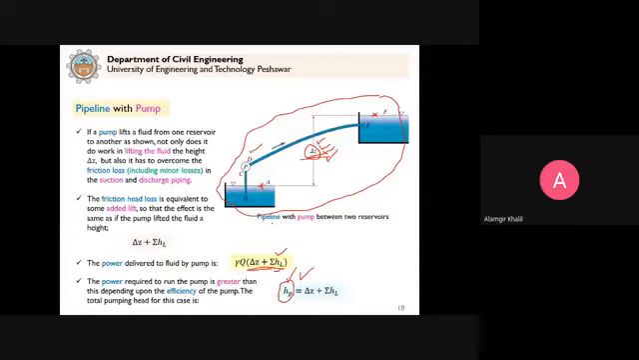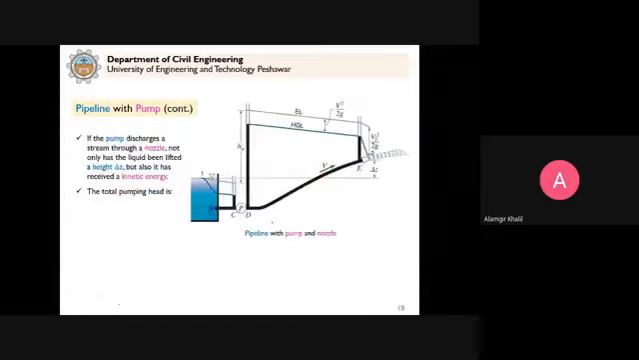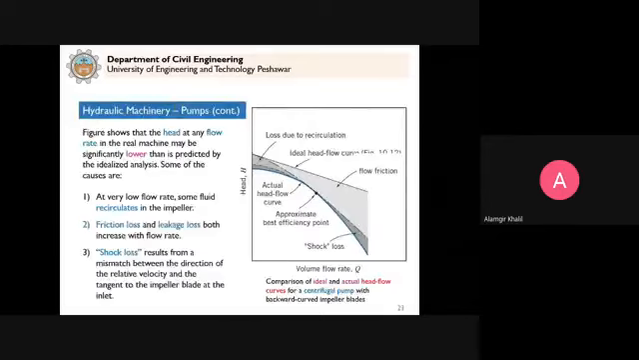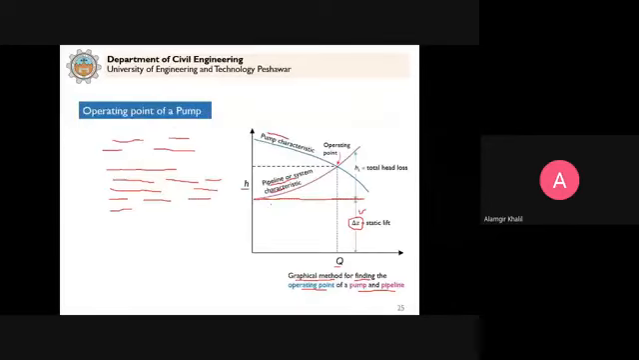And one is the head that should be supplied by the pump, coming from this head discharge curve for the pump. This is coming from here. This is for the pump. This is the curve that we develop for a pump. That if this is the head, this is the discharge. If this is the discharge, this is the head, and so on.